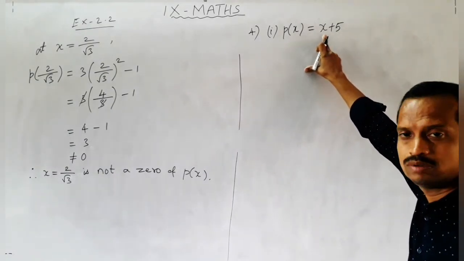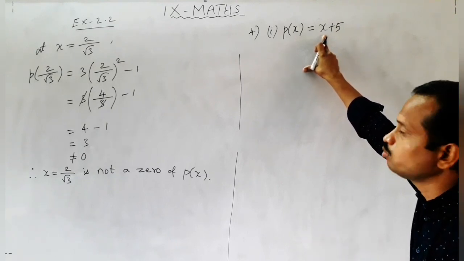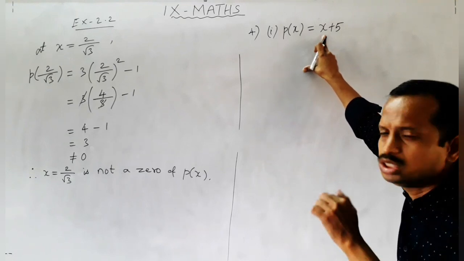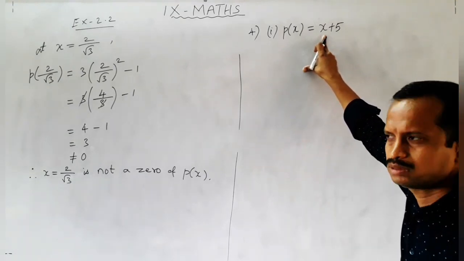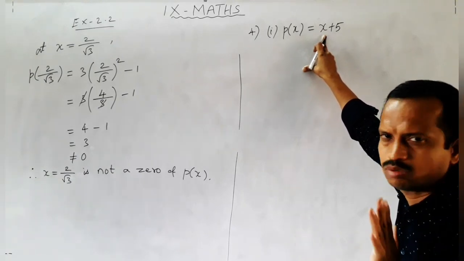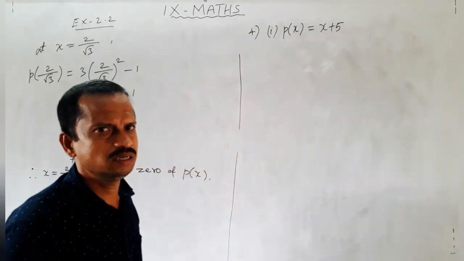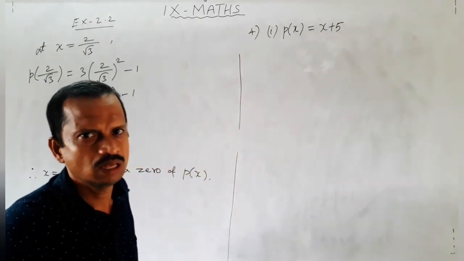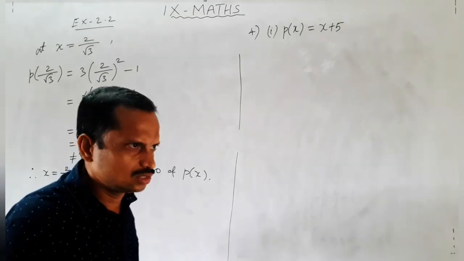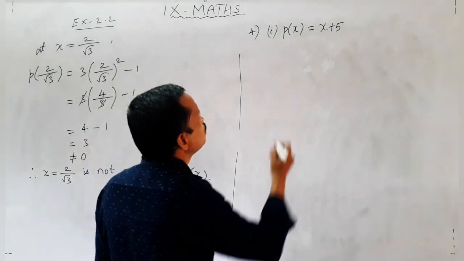So for x equal to minus 5, when we put minus 5 for x, what happens? Minus 5 plus 5 becomes 0. Then minus 5 is the zero of the polynomial p of x. Like that we can easily say. But anyhow, the steps we have to write. If it is a 1 mark question, no need. Directly we can say minus 5 is the zero of the given polynomial p of x. In any other sums, it is better to write the procedure.